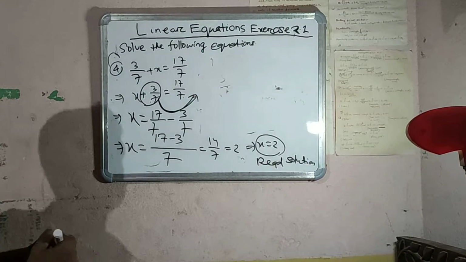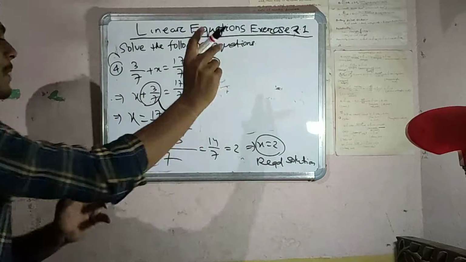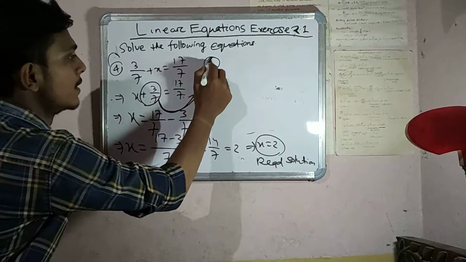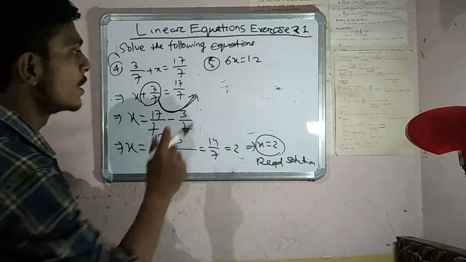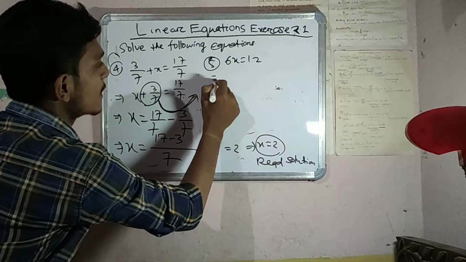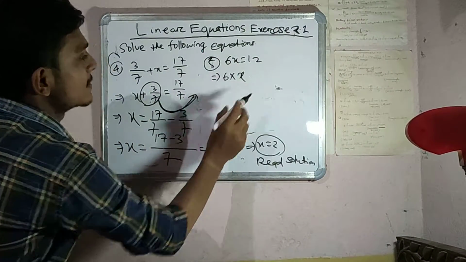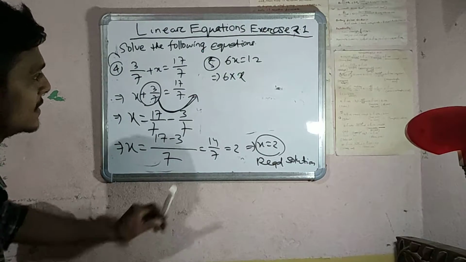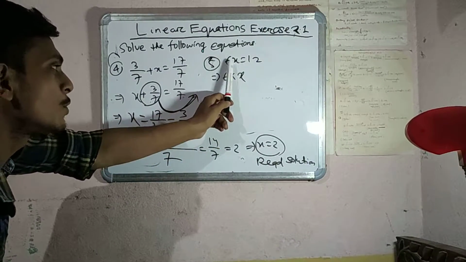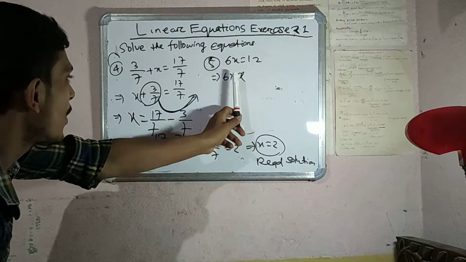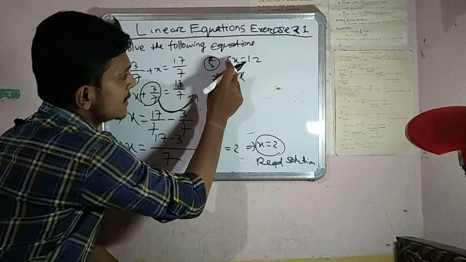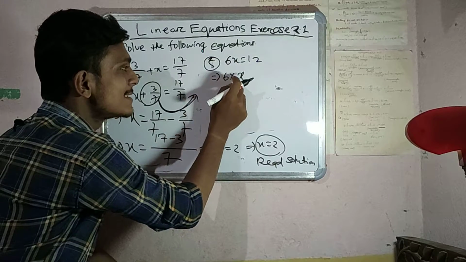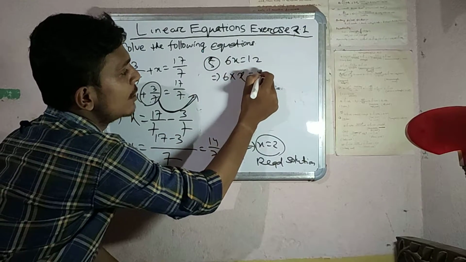Then the next problem is question number 5. 6x is equal to 12. So 6x means 6 is multiplied with x. This is another method. I can also divide by 6 on both sides to get the answer, but this is also a method. See, 6x can be written as 6 multiplied with x is equal to 12.